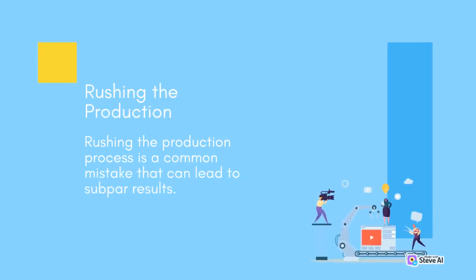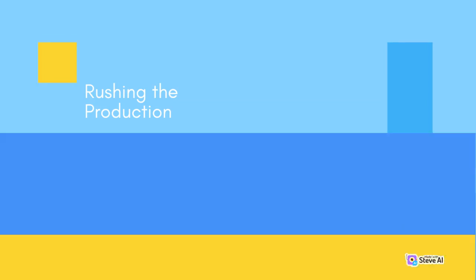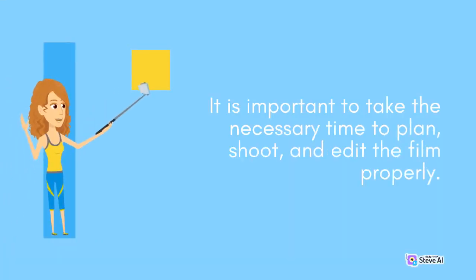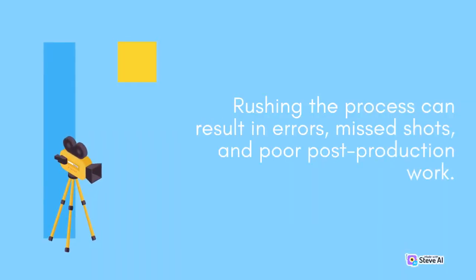Rushing the production. Rushing the production process is a common mistake that can lead to subpar results. It is important to take the necessary time to plan, shoot, and edit the film properly. Rushing the process can result in errors, missed shots, and poor post-production work.